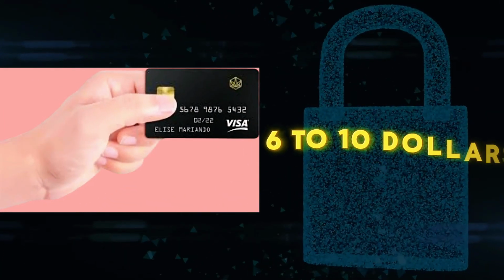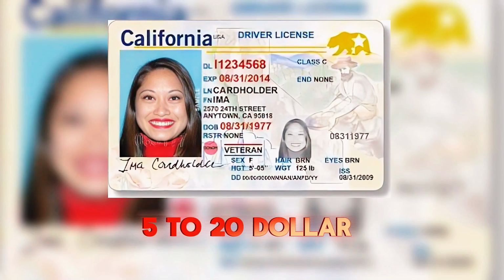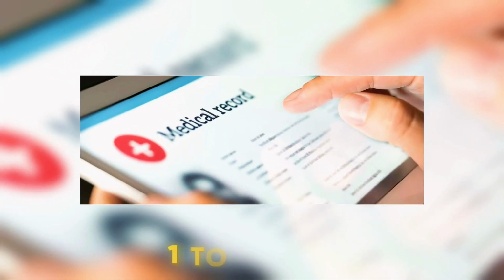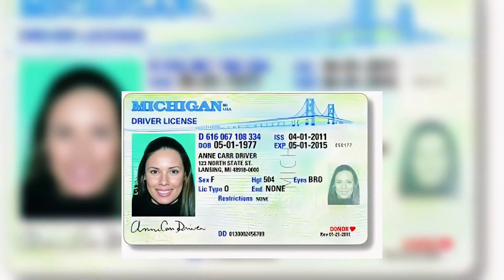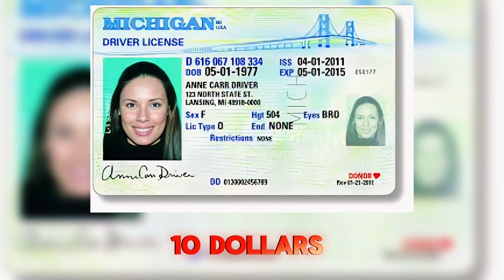Credit card data, $6 to $10. Scanned driver's license, between $5 and $20. Selfie with documents, $40 to $60. Medical history, $1 to $30. Identification, full name, date of birth, email, phone number, $10.